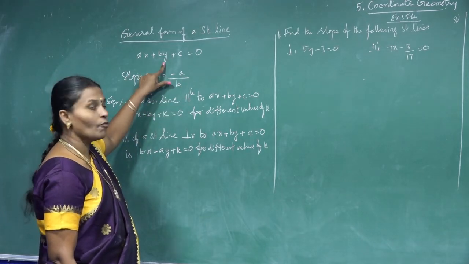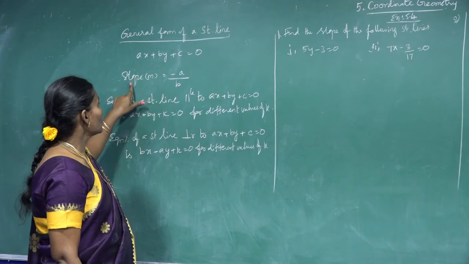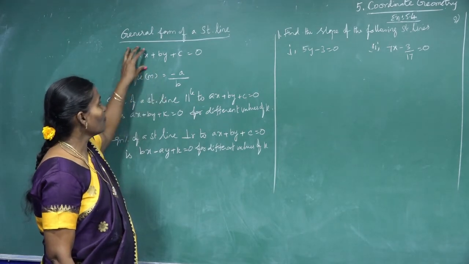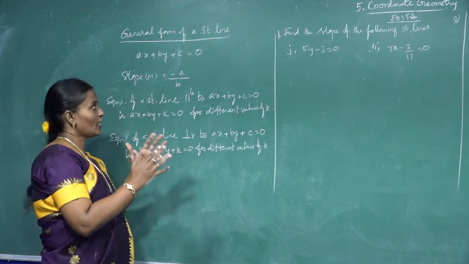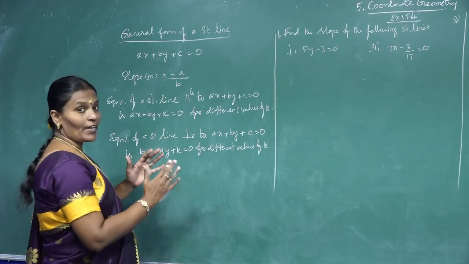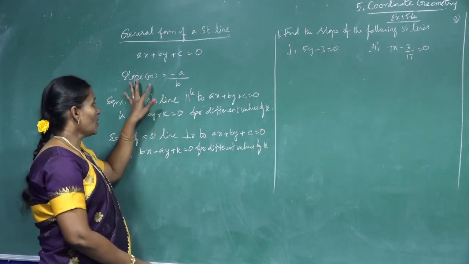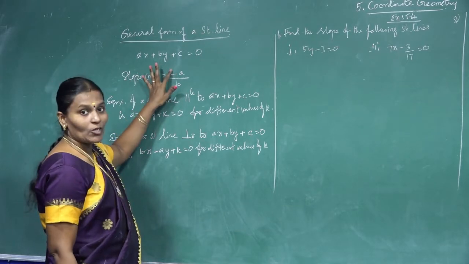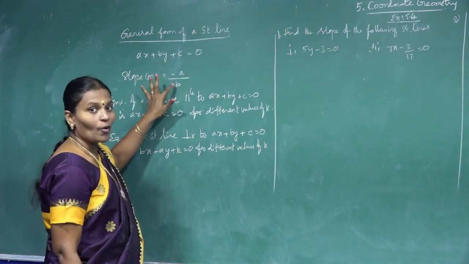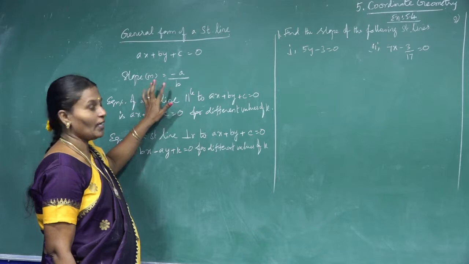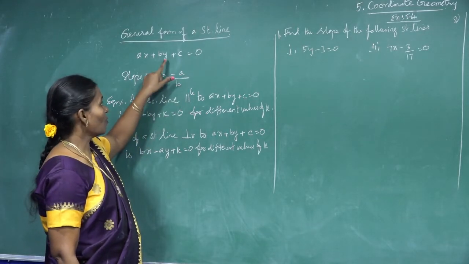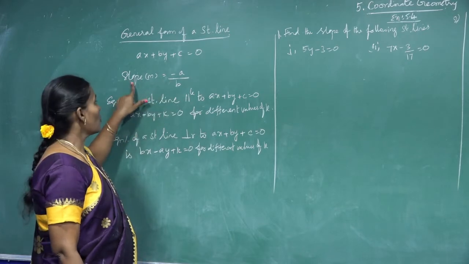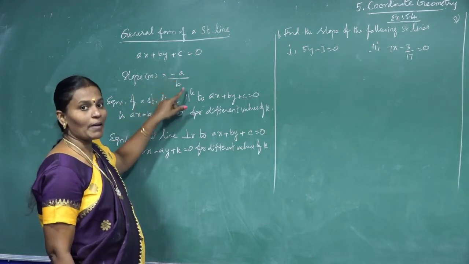What is the coefficient of y? B. So the slope m, if the general form of the equation of a straight line is given, how do you find the slope m? It is equal to minus the coefficient of x by the coefficient of y. In the general form, the coefficient of x is a and the coefficient of y is b. So slope m is equal to minus a by b.